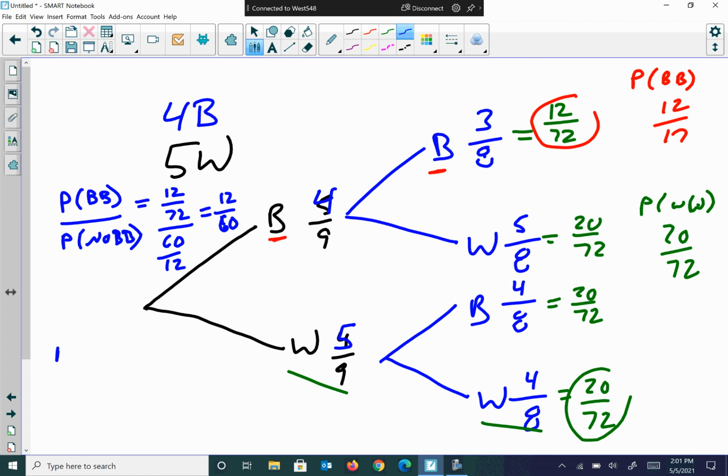And then the probability of doing a white and a white. A white and a white was 20 out of 72 over 52 over 72, which is going to give me 20 out of 52. So then again, if you wanted to choose a fair game, you'd bet 20 to win 52.